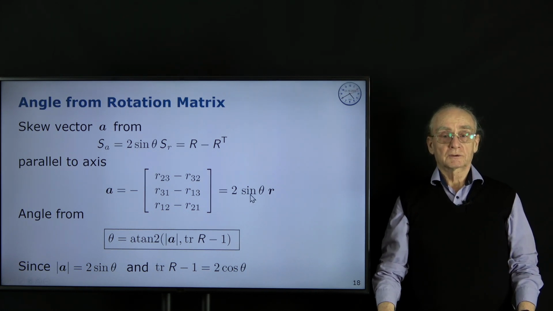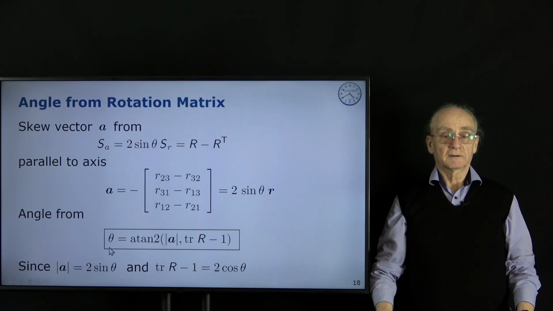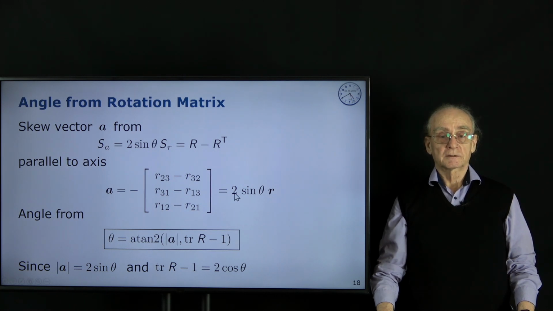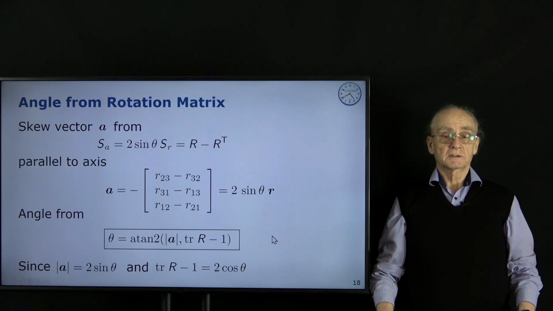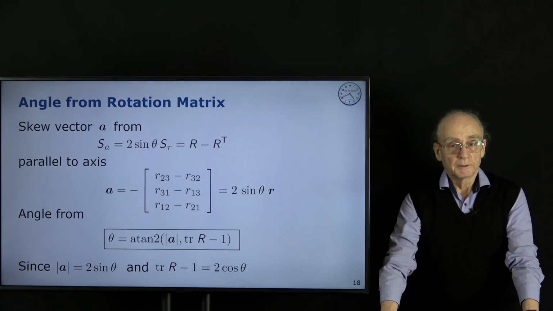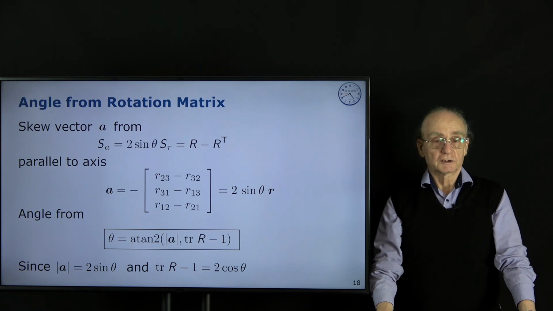So this allows us to get the sine of theta, because R is a unit vector. That means we can derive the angle theta from the arctangent with 2 arguments: the absolute value of A, which is 2 sine theta, and trace of R minus 1, which is 2 times cosine theta. So this is an easy way to get the angle in a numerically stable way from the rotation matrix. We will come back to this routine later. That means we have a very simple way to get the rotation angle.